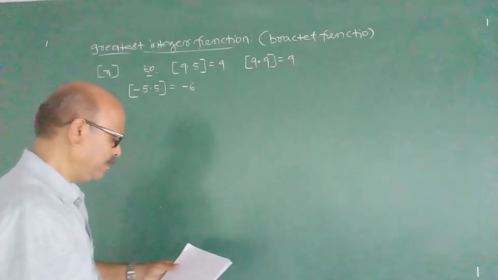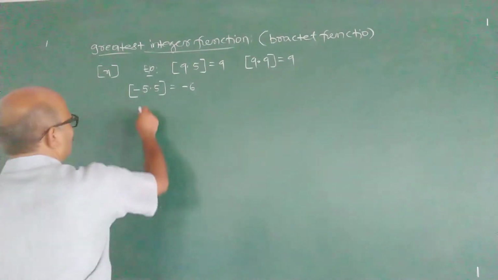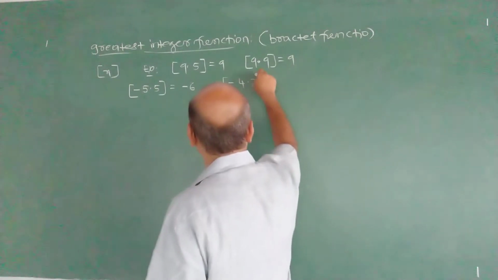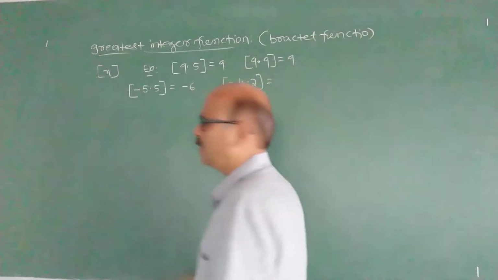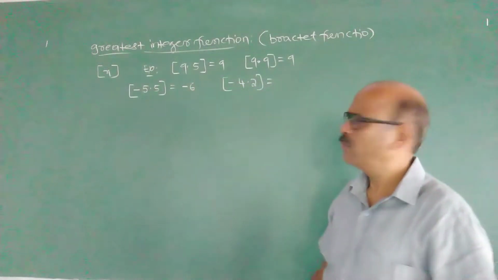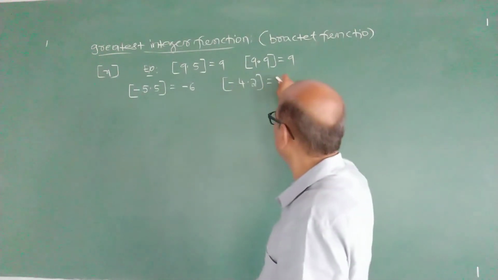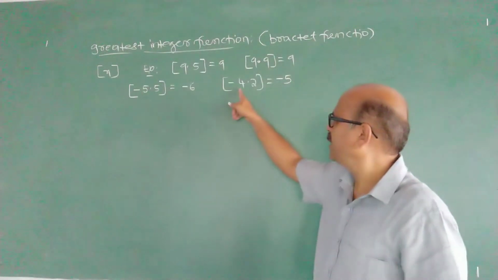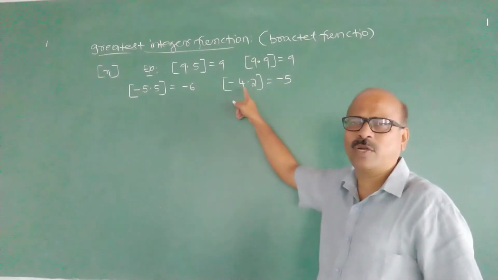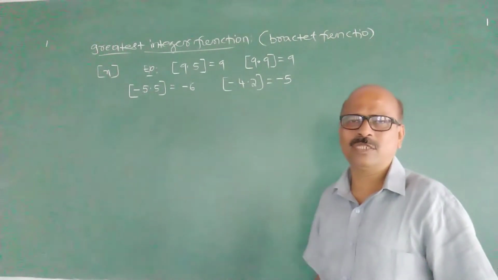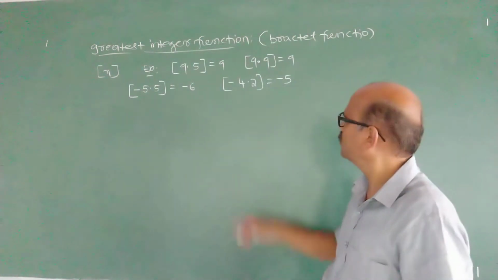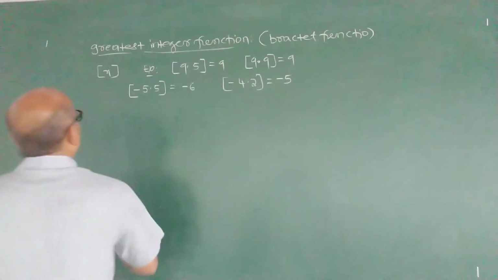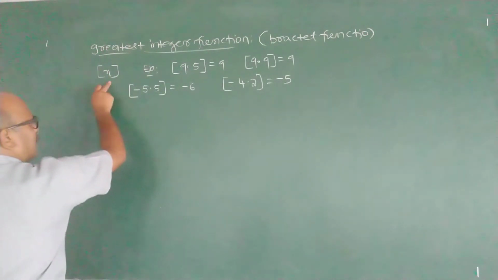One more example. Greatest integer of minus 4.2 is. Now you can understand what is the definition. What is greatest integer of minus 4.2? It is minus 5, not minus 4. Because if you take minus 4, it will be greater than minus 4.2. You have an idea about negative integers. So it is minus 5. This is the definition of the greatest integer x.